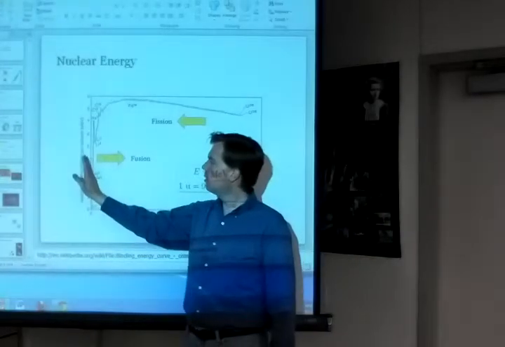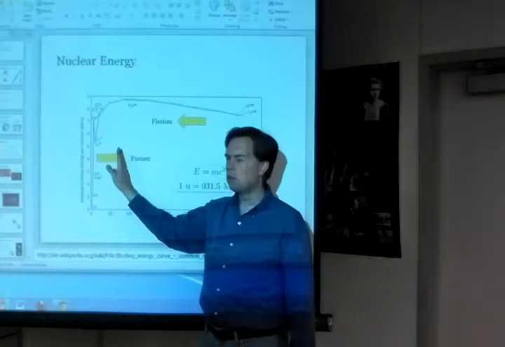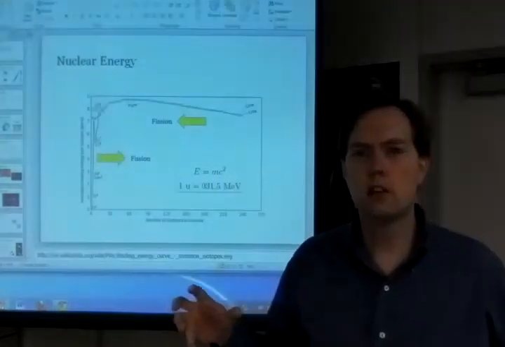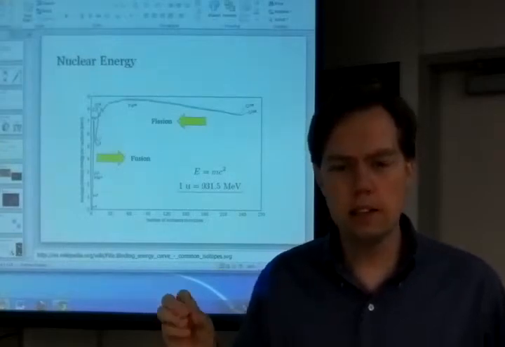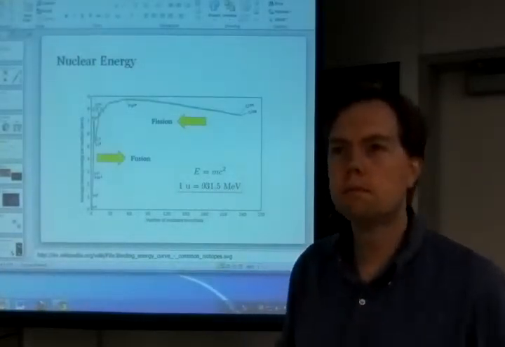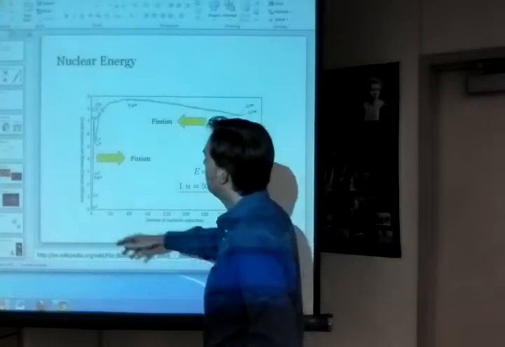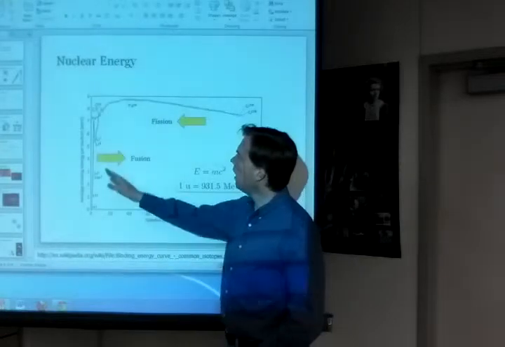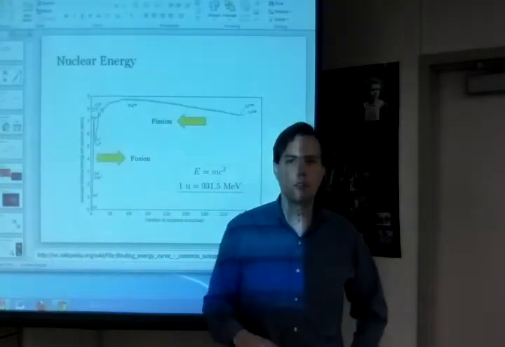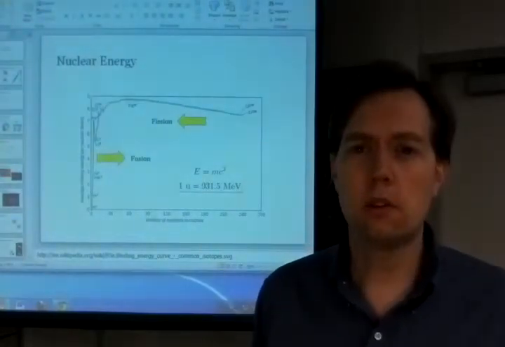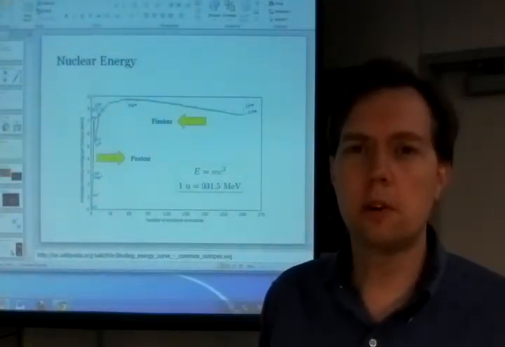It's also possible to go from the left-hand side of the chart to the right. That's called fusion, because in that case you're taking small nuclei, slamming them together, and having them lock into a larger atom, and that also produces a net amount of energy. In either case, you have the production of energy, and that's really where nuclear energy comes from.